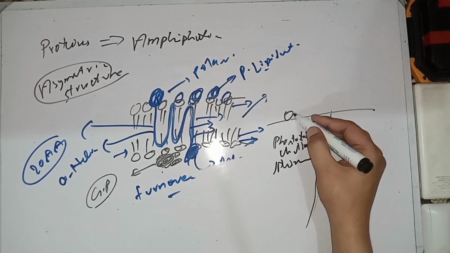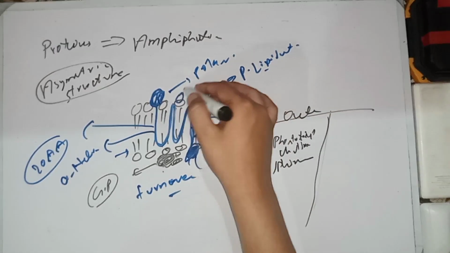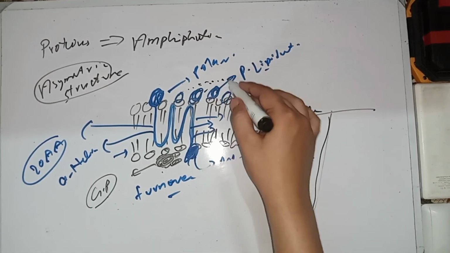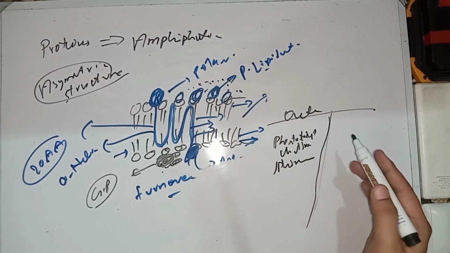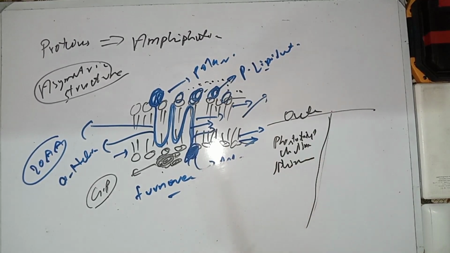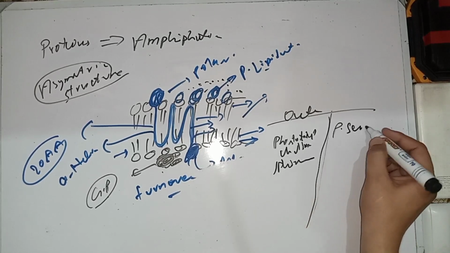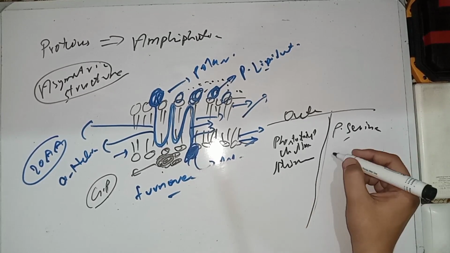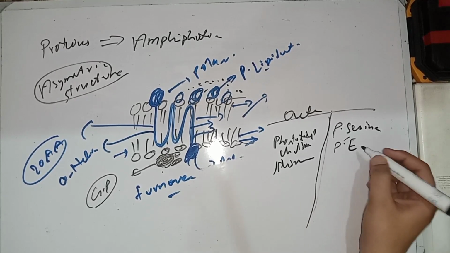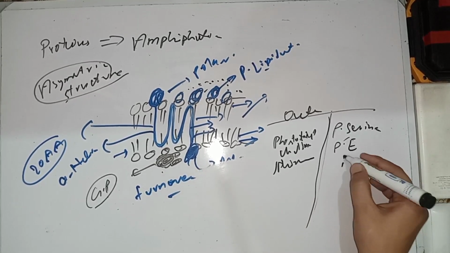They are present on the outer aspect. Phosphatidyl choline and sphingomyelin are present on the outer aspect of the membrane. However, the amino phospholipids, which contain amino acids, for example phosphatidyl serine and phosphatidyl ethanolamine, are present on the inner side of the cellular membrane.